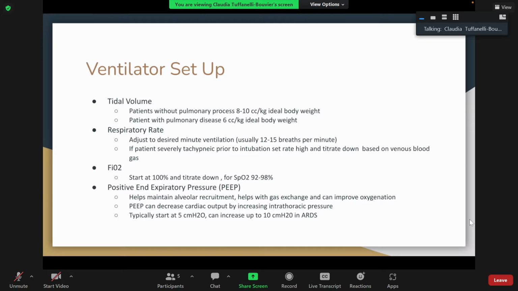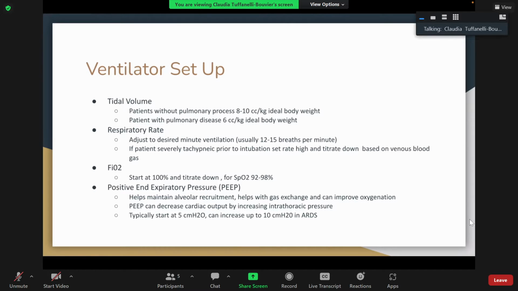PEEP, you have to be careful. You can't go crazy with it because it can decrease cardiac output. If you have constant PEEP at really high numbers, it's causing an increase in intrathoracic pressure, which decreases blood flowing back to the heart and then flowing to the rest of the body, including the lungs.